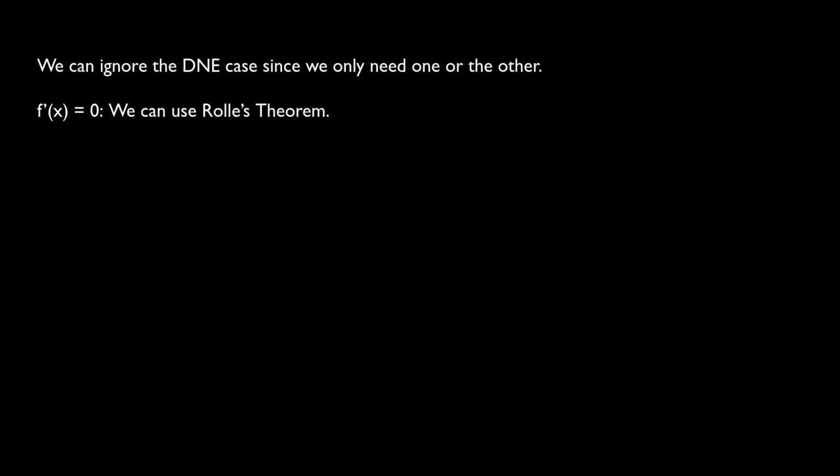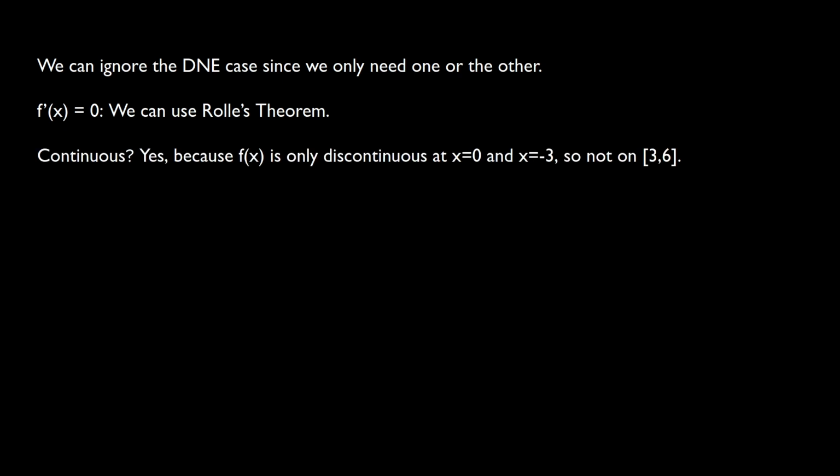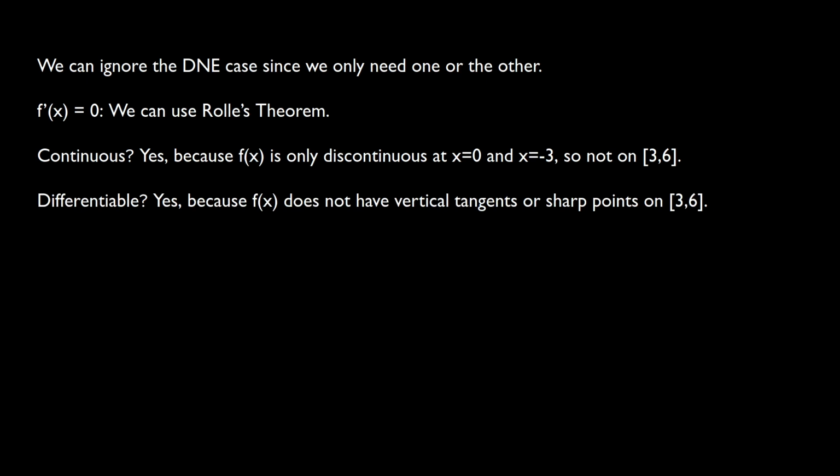So first, is the function continuous? And it turns out yes, it is, because the only discontinuities are at x equals 0, where the first fraction doesn't exist, and x equals -3, where the second fraction doesn't exist, but neither of these are on 3, 6. Next up, is it differentiable? And yes, it is, because in addition to being continuous, it does not have any vertical tangents or sharp points. And finally, we have to check if the starting and ending values of the interval are the same. So let's go ahead and check that.